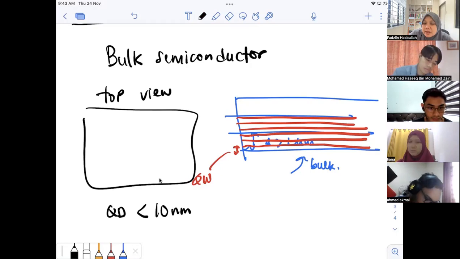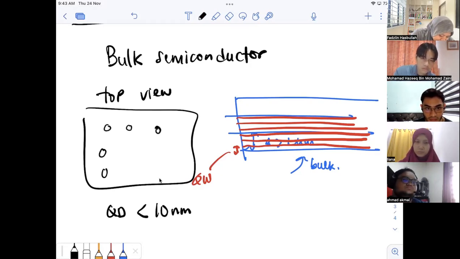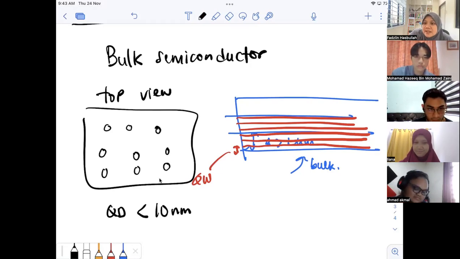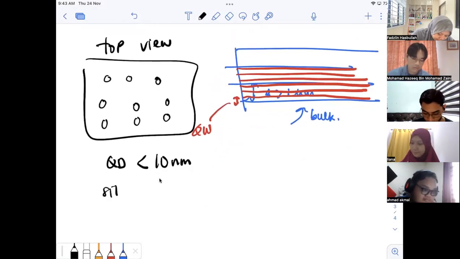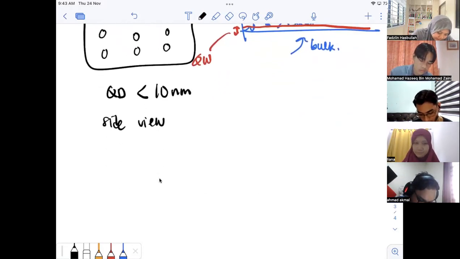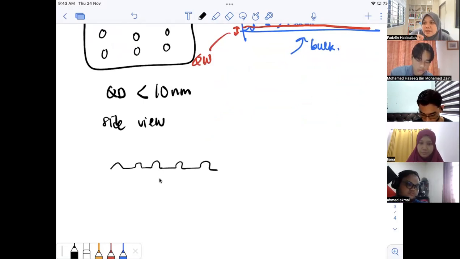So what happens is if the layer is too thin, because of the stress and the strain inside the semiconductor, dia akan jadi macam ni. Kalau top view tu akan dapat macam jerawat. Awak boleh Google lah gambar dia. Kalau ni top view, kalau side view, saya nak draw. Side view awak akan nampak dia macam ni. Macam itu. Dia macam islands.